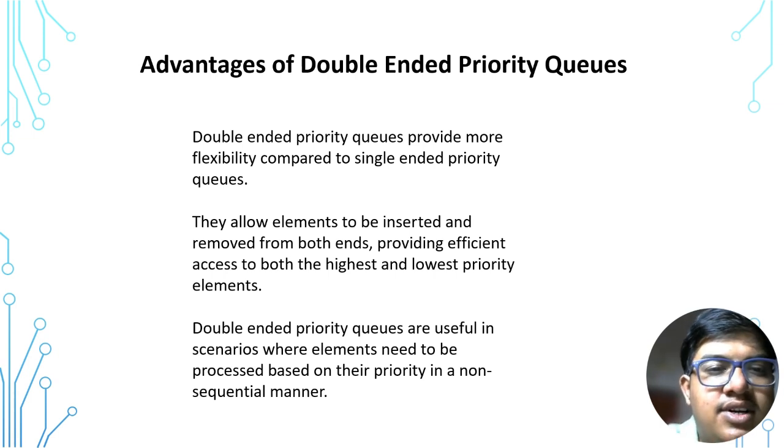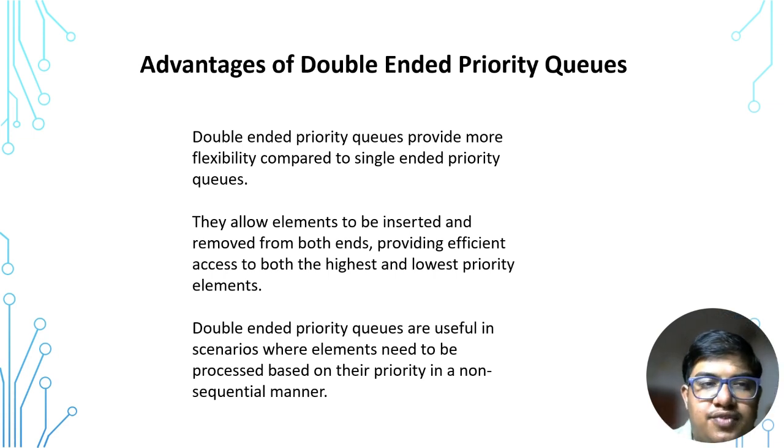Advantages of double-ended priority queues. Double-ended priority queues provide more flexibility compared to single-ended priority queues. They allow elements to be inserted and removed from both ends, providing efficient access to both highest and lowest priority elements. Double-ended priority queues are useful in scenarios where elements need to be processed based on their priority in a non-sequential manner.